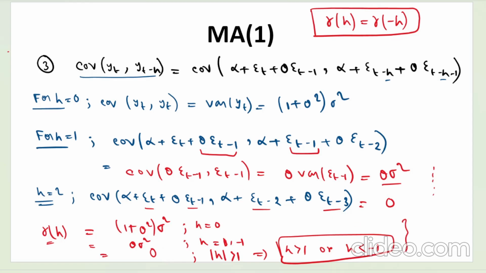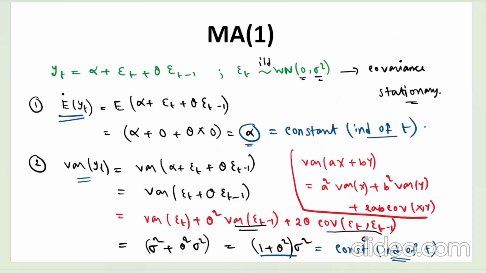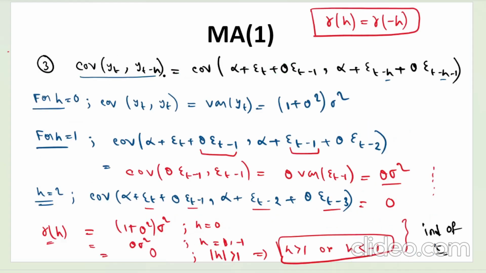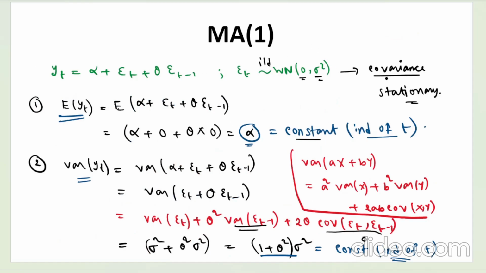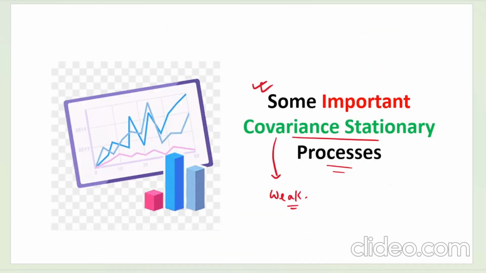And if you see carefully, every term is independent of t, right? This is the most important thing. So we are successfully able to show that the expected value is a constant which is independent of t. The variance is also a constant independent of t. And the autocovariance function is also independent of t. And what does it mean? This means that the process is covariance stationary, right? These are the three criteria that we need to show for a covariance stationary process, and we have successfully shown it.